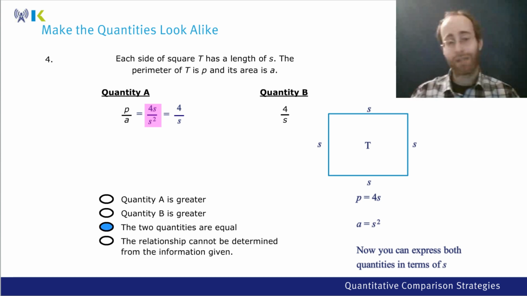So let's grab choice C for champions, click it, confirm it, and move on with the GRE. So in this case, when we tried to make the quantities look alike, they ended up being exactly alike. However, choice C is not always going to be the answer. So what happens if the answer is A, B, or maybe even D?